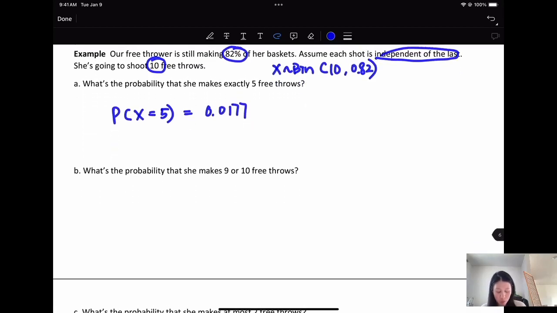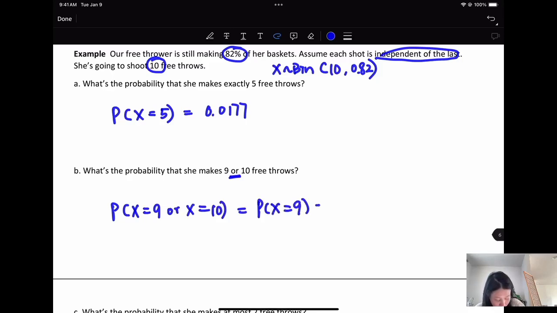So this would be your answer, 0.0177. So what's the probability that she makes 9 or 10 free throws? Or means we're going to use addition. So the probability that x equals 9 or x equals 10 is equal to the probability that x equals 9 plus the probability that x equals 10. There's another way to do it. In this specific case, if you want to make 9 or 10 free throws, that means we want x to be greater than or equal to 9. I'm going to show you both how to do it.